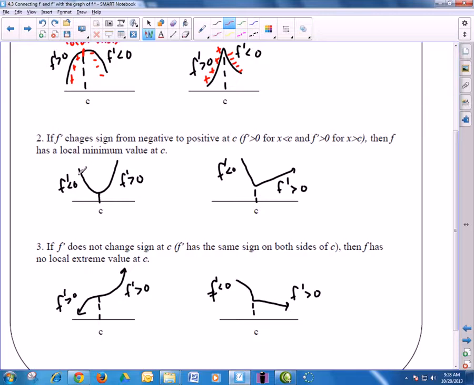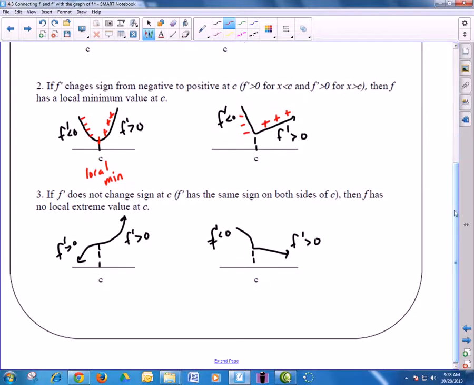Local minimums look like this. On the left side of your critical point, all of your slopes are negative. On the right side of your critical point, all of your slopes are positive. And so then that would be a local minimum. Same thing here. Again, this is a corner, so it does not have to be a horizontal tangent at all. And then now, looking at the third option, what if it's always positive or always negative, but you still have your critical points.